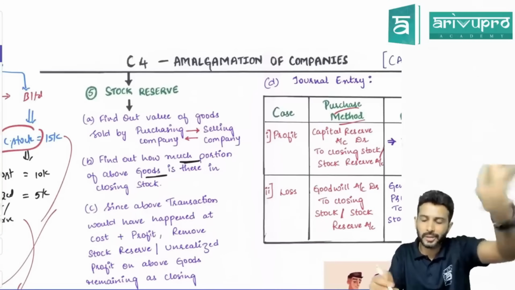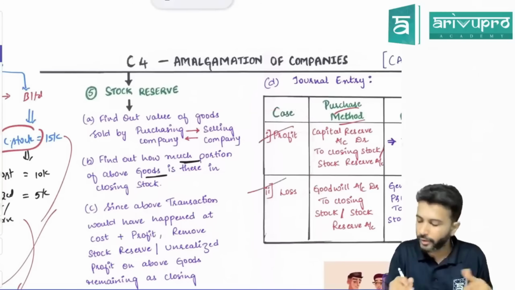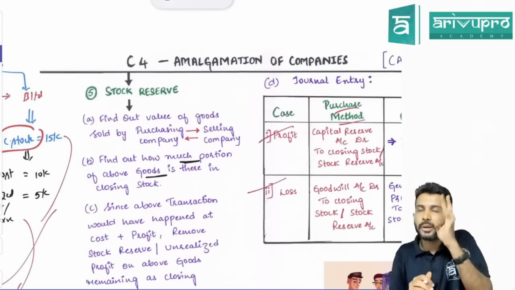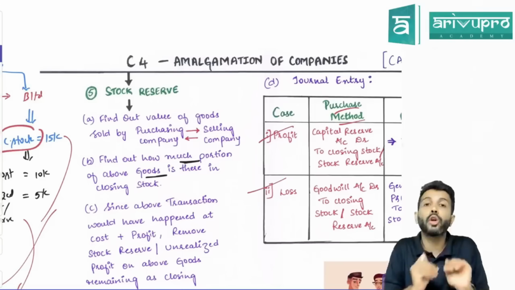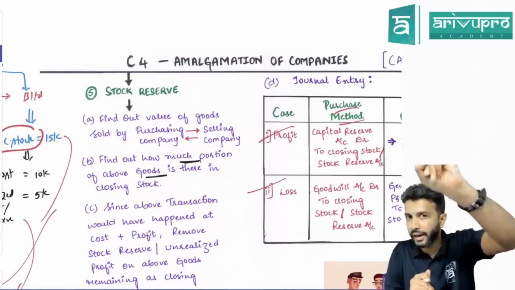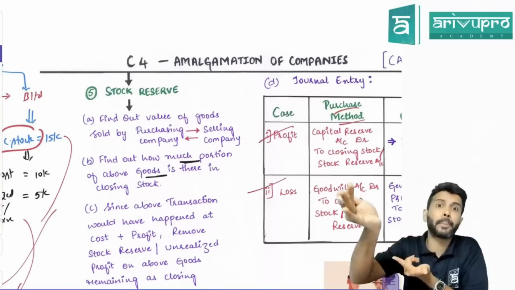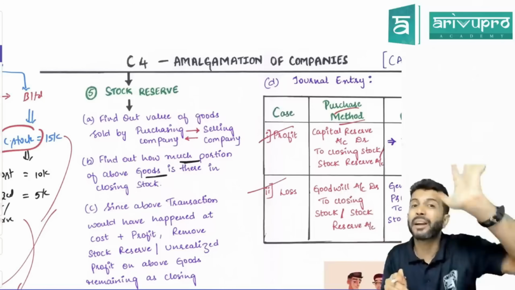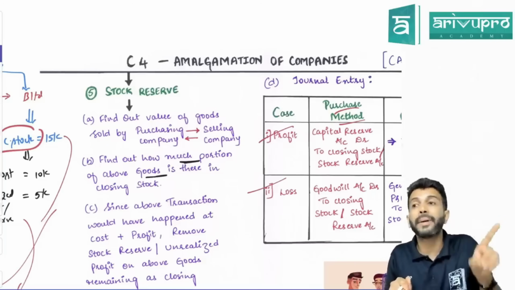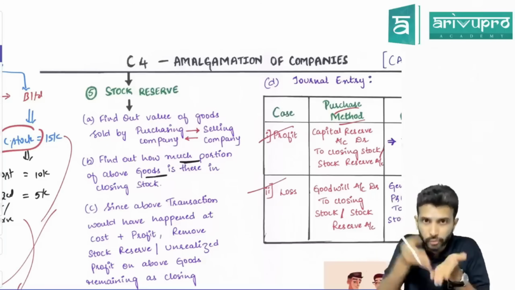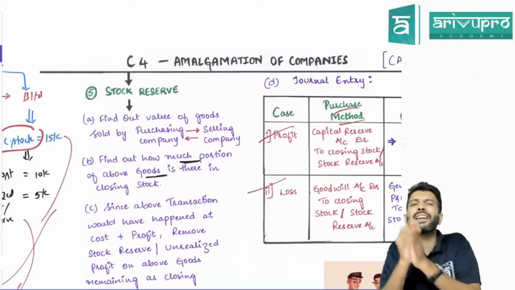If it is a purchase method, you could have one of the two scenarios, either profit or loss. Under purchase method, if the purchasing company makes a profit, is it revenue profit or capital profit? Capital profit. All capital profit will be shown under capital reserve. So what will you debit? For this stock reserve, you will use capital reserve.